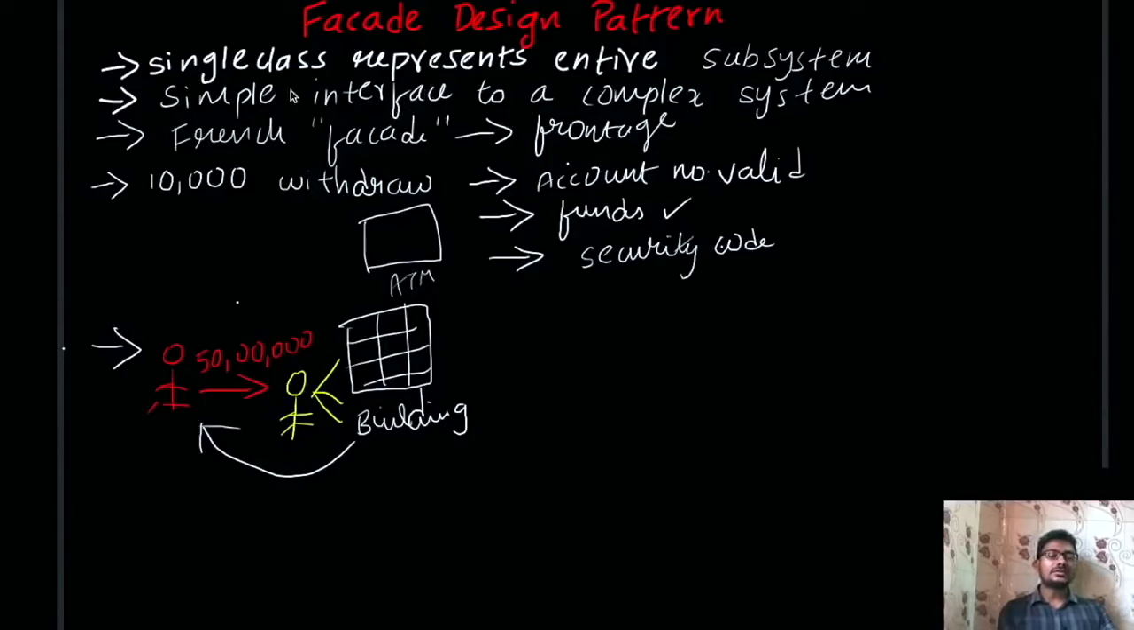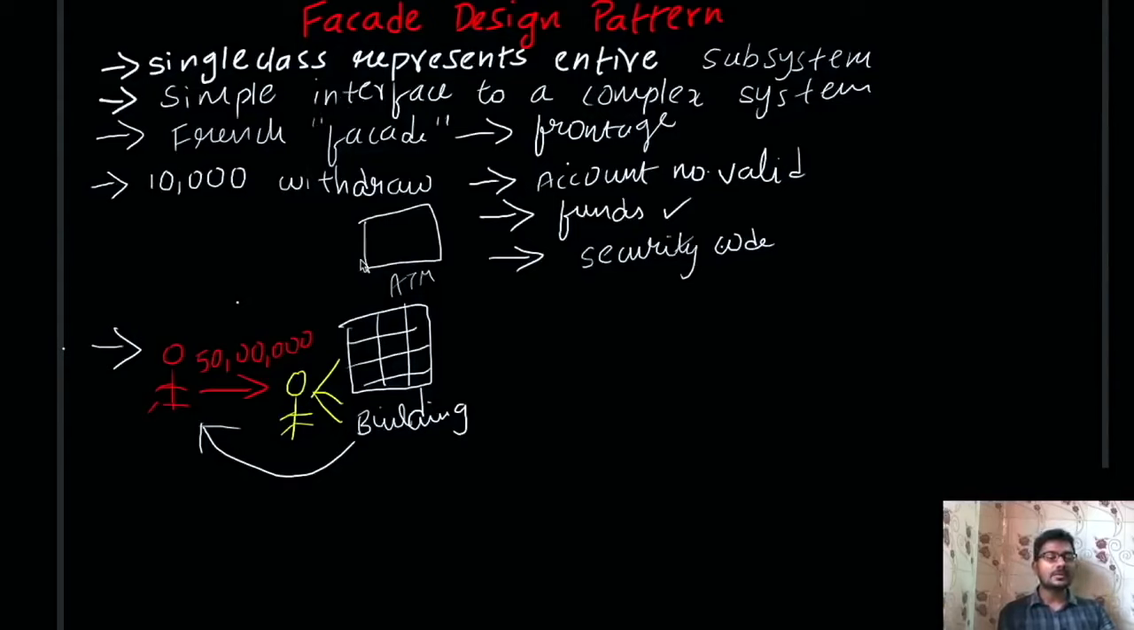Another principle is a single class represents the entire subsystem. Your system can contain n number of subsystems, but the end user should see it as a single thing. The entire complexity should be handled by the inner implementation. You don't need to worry about that. So this is the main motto behind the facade design pattern. We can explain that using some real life examples.